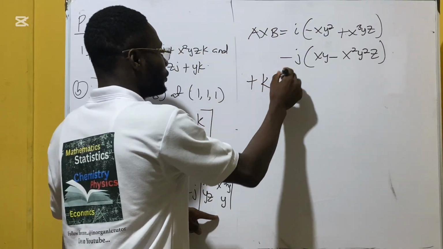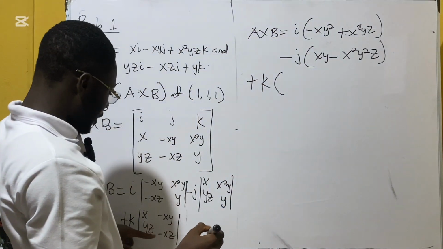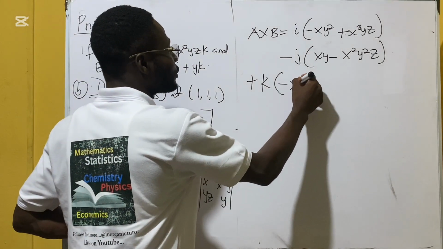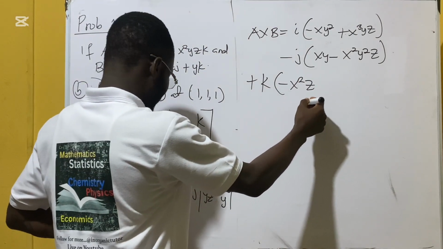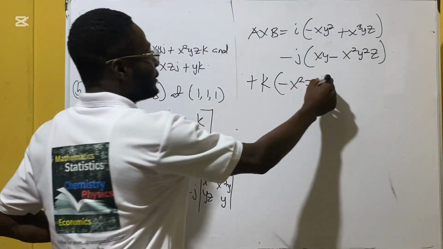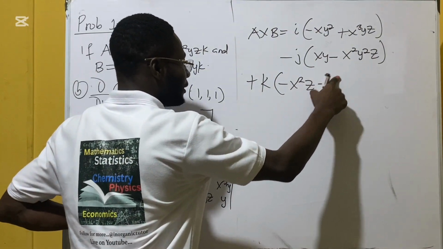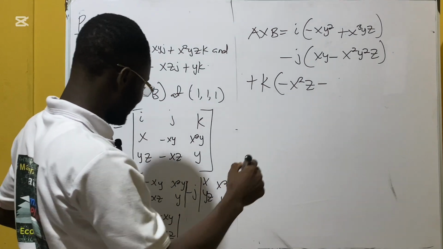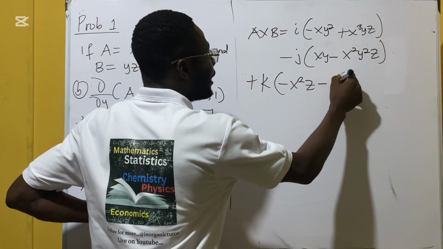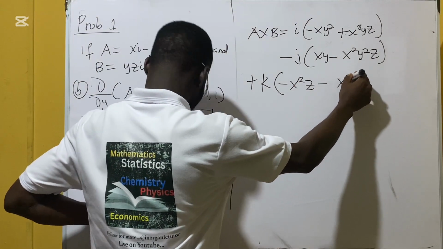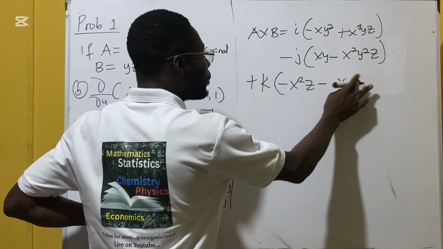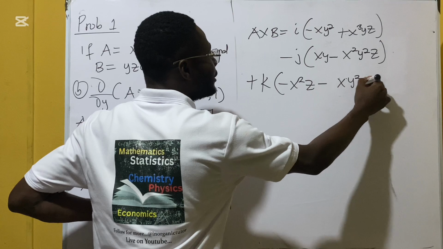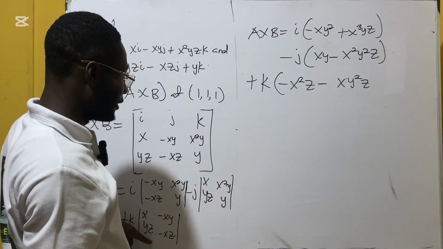Plus k into x times negative xz is negative x squared z, minus yz times xy is xy squared z, xy squared z.